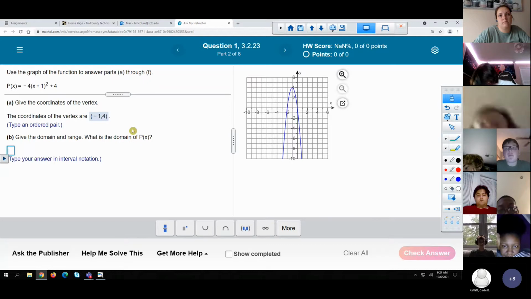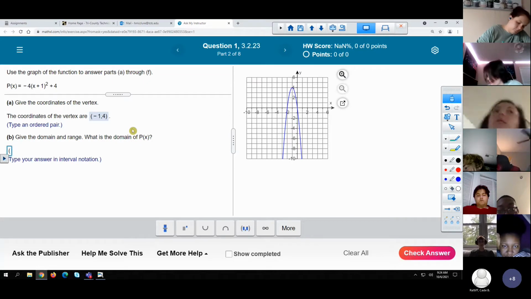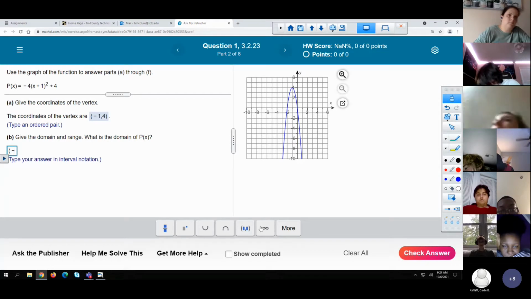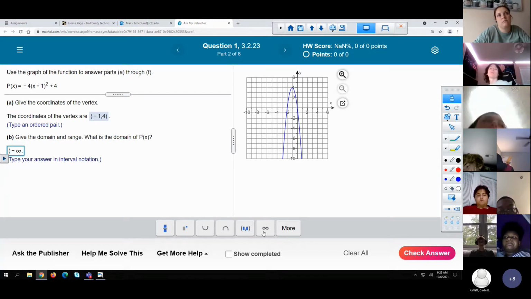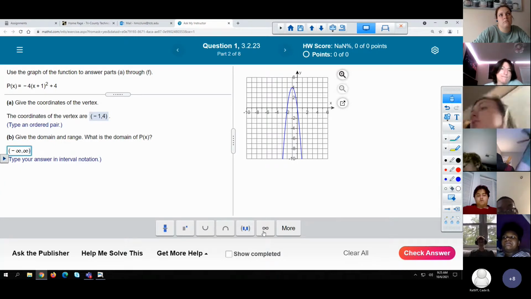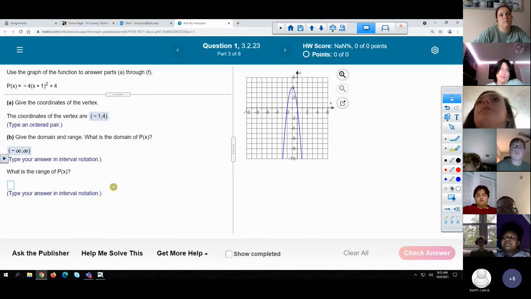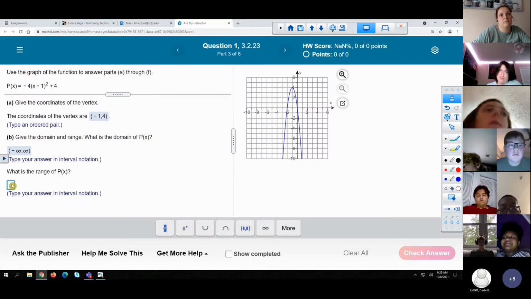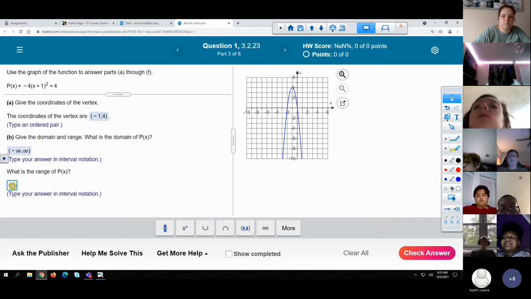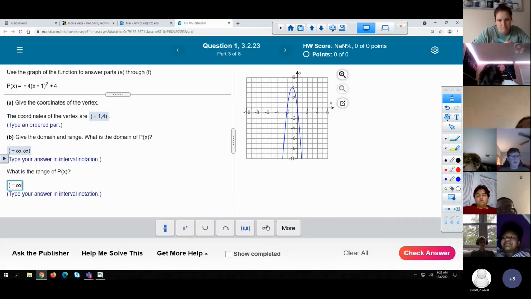And that's it. Domain, what I say the domain is on all these. All real numbers. Negative infinity. I don't know why they can't give you an option of all real numbers, so you don't have to type all this in. Comma, positive infinity. All real numbers. The range is from negative infinity. We did this on every single problem. Negative infinity, comma, 4.